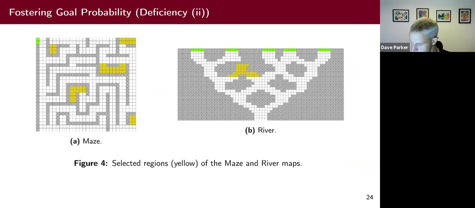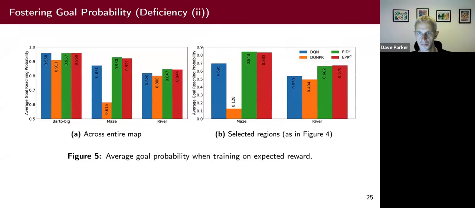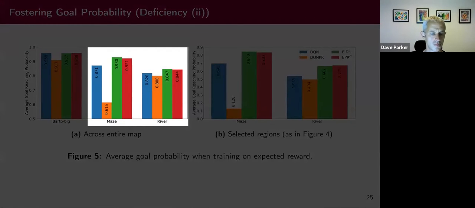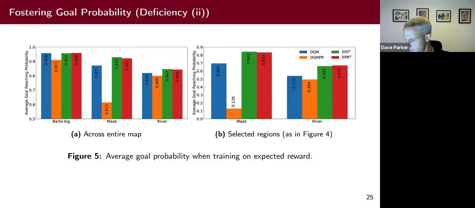Turning to the second deficiency, we first would like to point out what we call the interesting regions of the map, where the car is not able to navigate to the goal directly, but first somehow has to turn around. Especially with a high level of noise, this is a challenging task. When we compare the goal reaching probability for the entire map, we once again see not much of a difference for the bar-to-big map, but a clearly increased goal reaching probability of EIDG and ERPG compared to DQN and DQNPR.